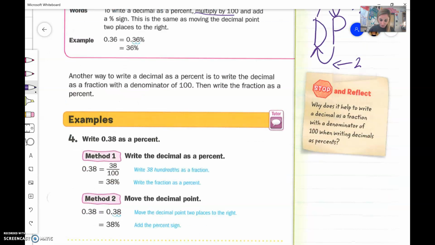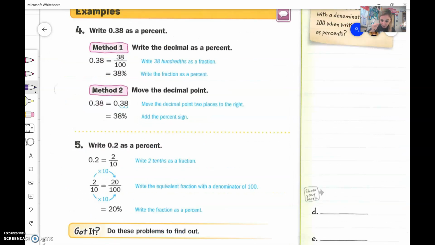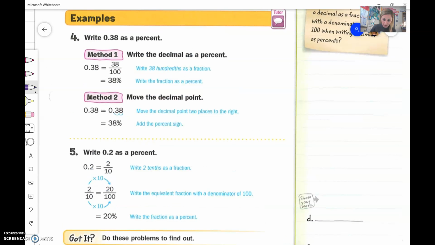All right, so let's take a look at this example right here. So 0 and 2 tenths, and we're going to write it as a percent. So number 1 is you can move it over 2 places, 1, 2. I'm going to annex my 0, which is going to give me 20%.